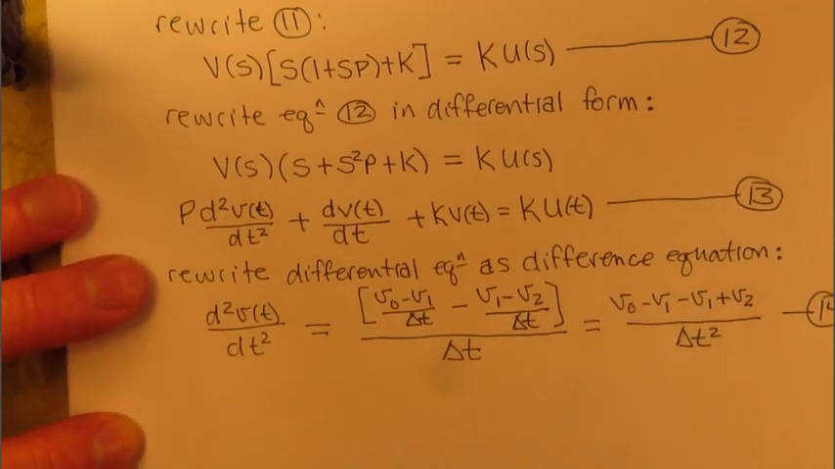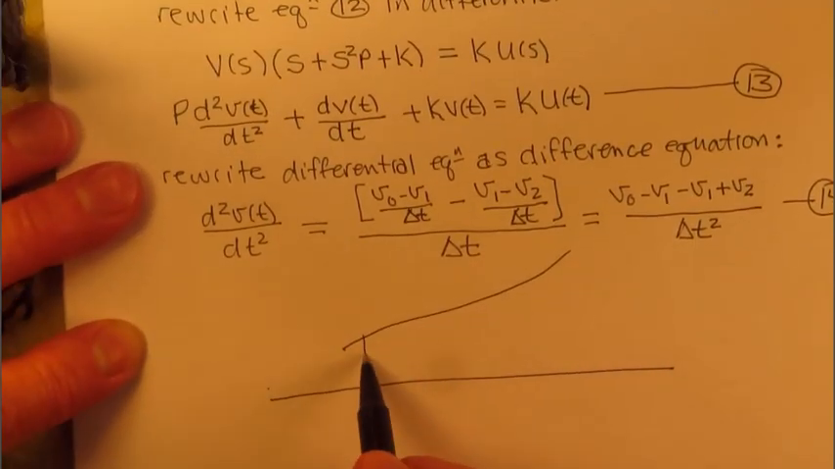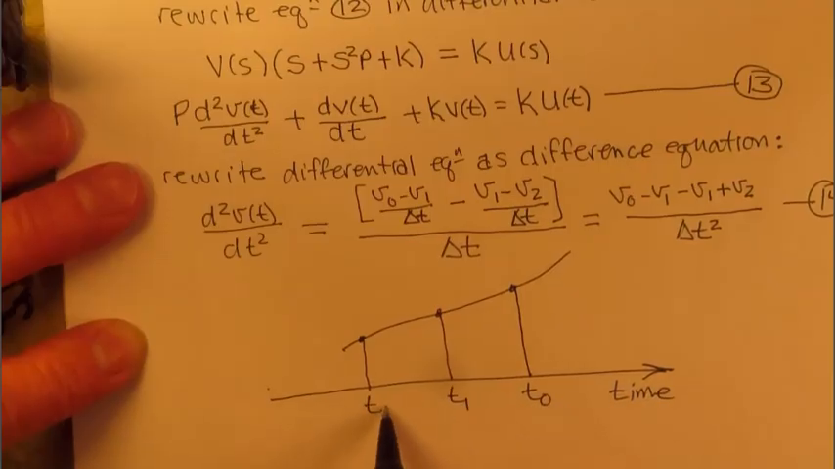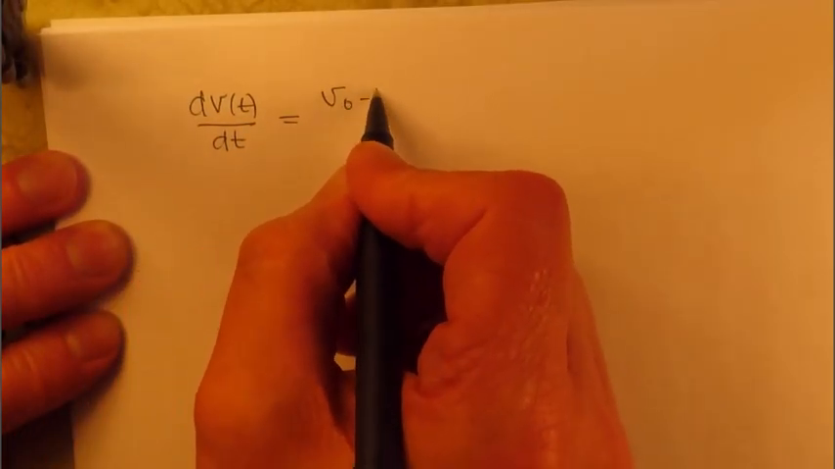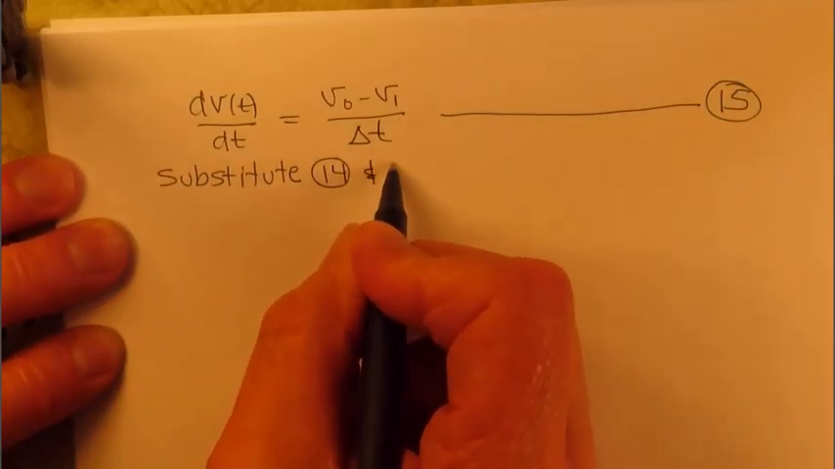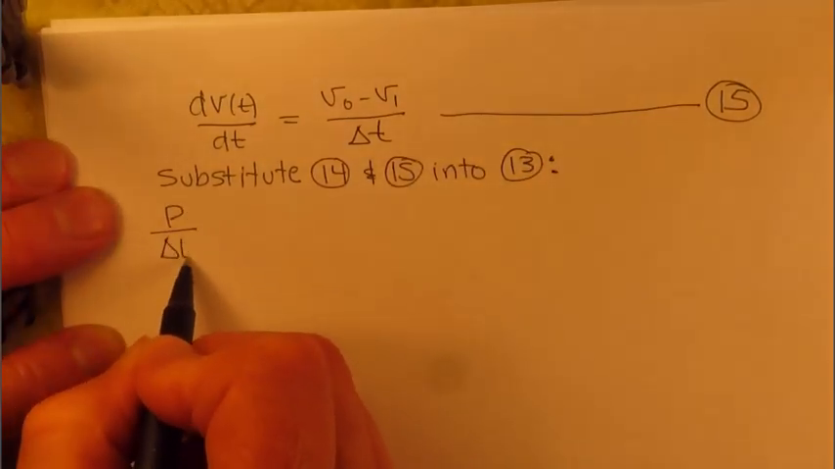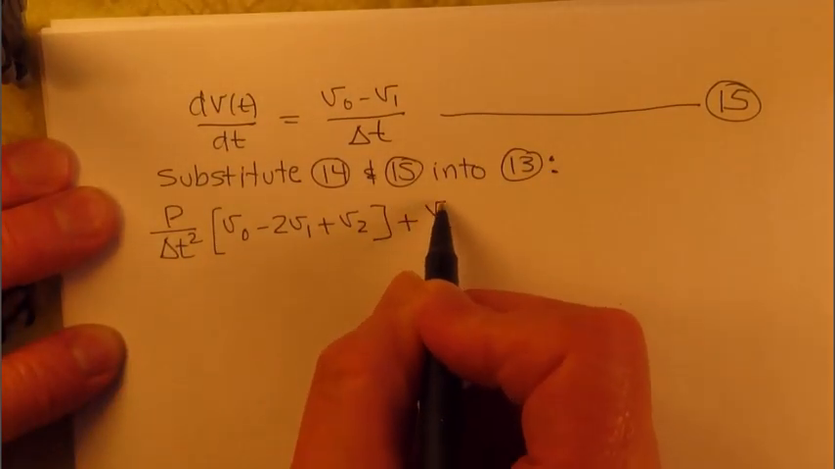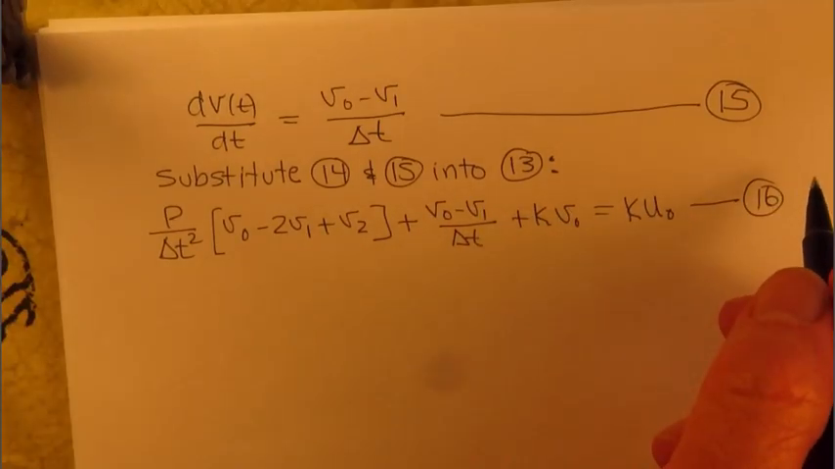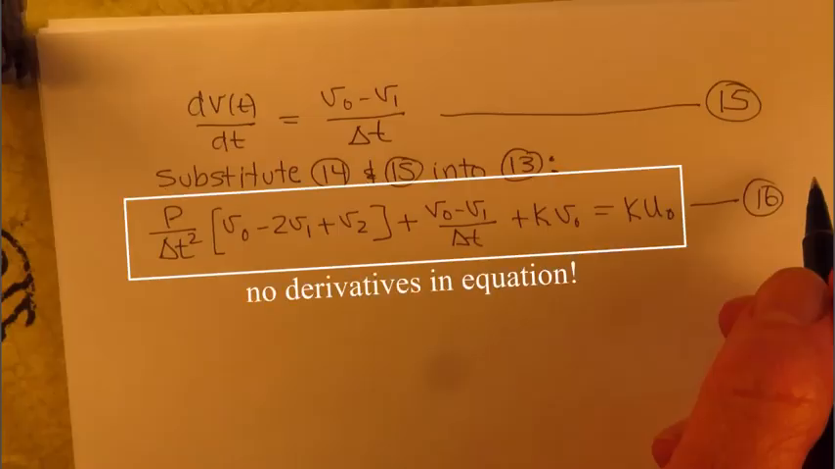Now, I should have drawn it first, but here's a picture that defines the variables for the difference equation. I use V for voltage, but it can be anything that changes with time, position or speed, anything. And here's how to write a single derivative difference equation. That's equation 15. Now substitute the expressions for the double and single derivative back into equation 13, so we convert the differential equation into a difference equation. That's equation 16. Now we're getting somewhere because we don't have derivatives in our equations anymore, or s's.